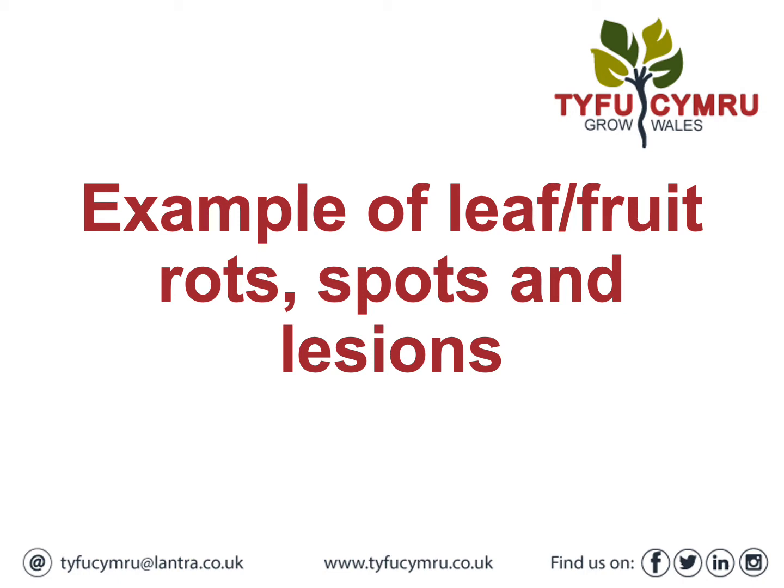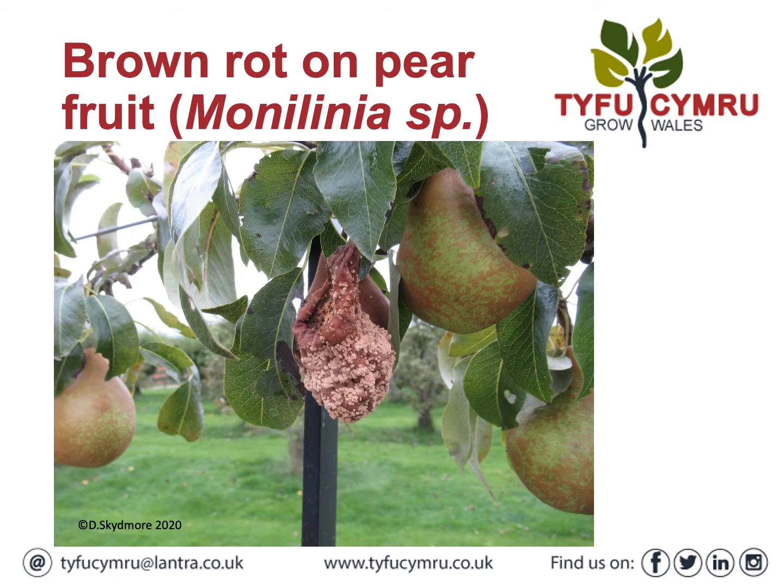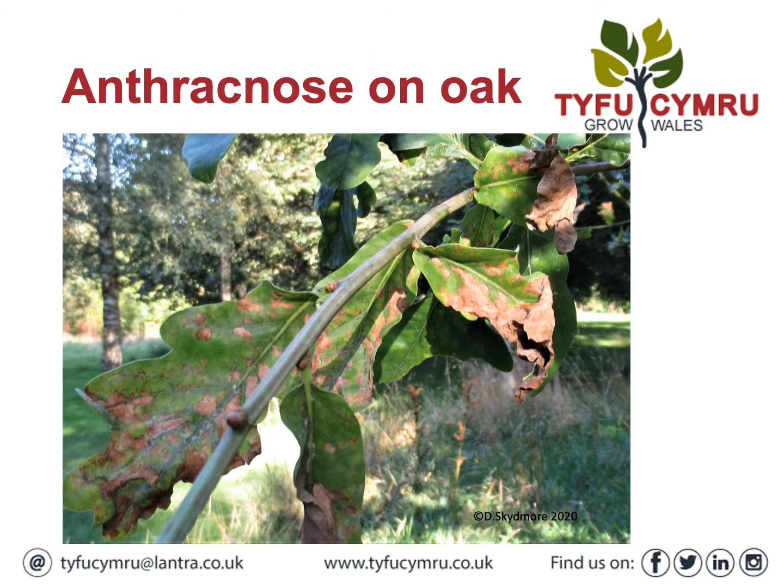Examples of rots and spots and lesions on leaves and fruits. So this is brown rot on pear, Monilinia fungus, and again very distinctive, and it rots the fruit, so it's no longer usable. This is an anthracnose on an oak. Now, anthracnose is a fairly general term for a leaf spot, particularly death of the cells in parts of the leaves, but is a symptom that you can use to diagnose a number of pathogens that are affecting the trees.